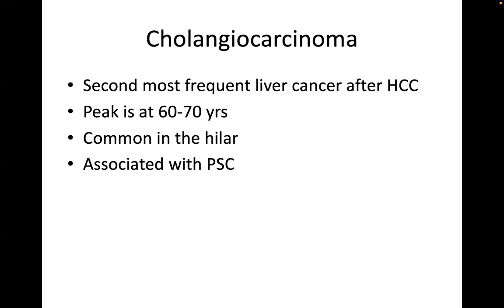So sometimes, if you see a patient with a history of primary sclerosing cholangitis, you are doing a scan on them or a CT, and you see a mass, something that should come to your mind is that they could be having an intrahepatic cholangiocarcinoma, which is also called a peripheral cholangiocarcinoma.